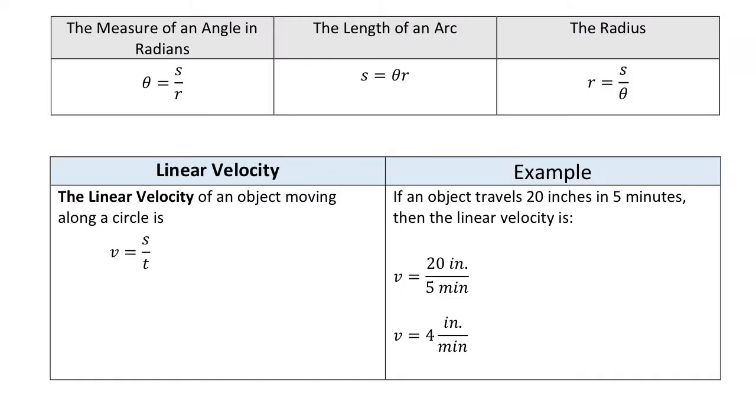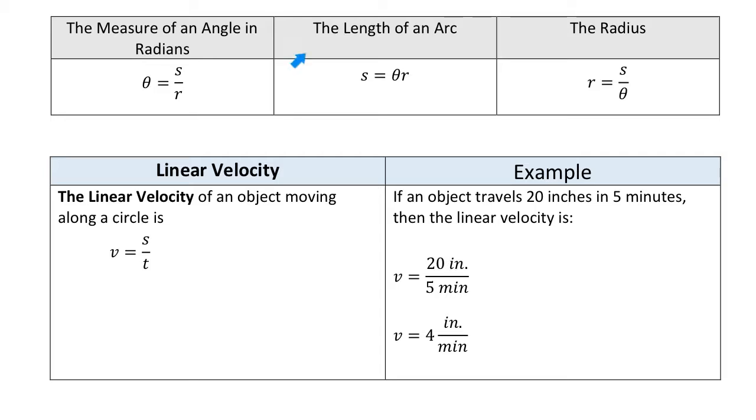Now, let's review one more time the relation between the measure of a central angle theta in radians, the length of an arc, and the radius of a circle. To find the measure of an angle theta in radians, we use the following formula. Theta equals s divided by r. s represents the length of an arc, and r represents the radius.